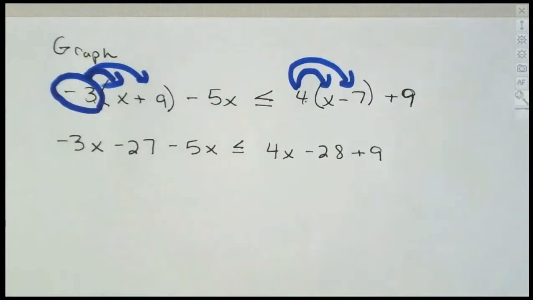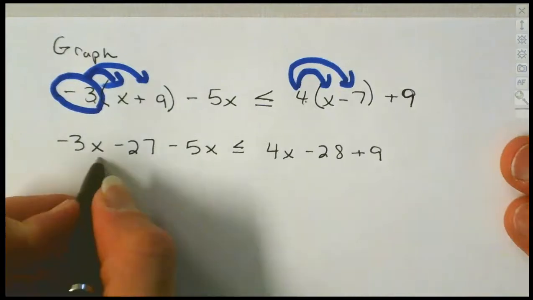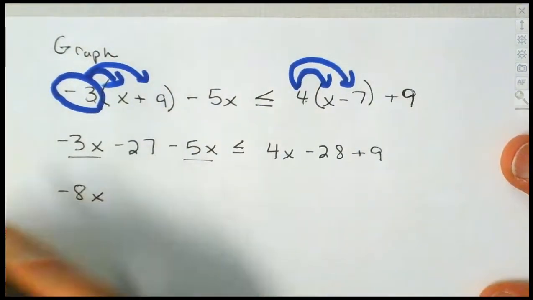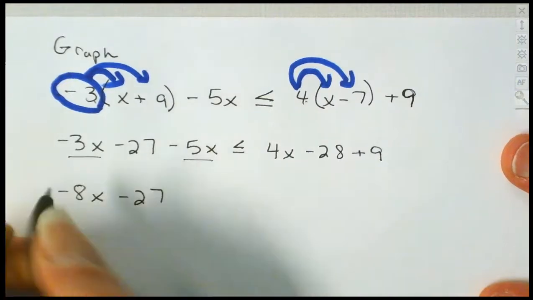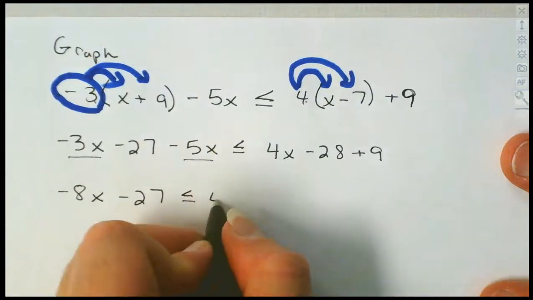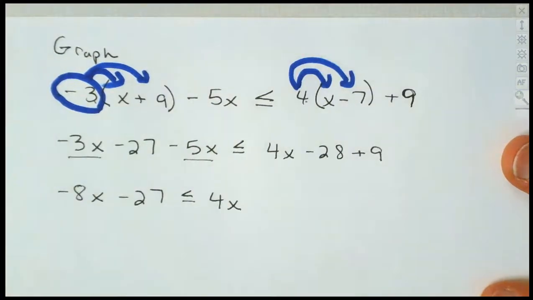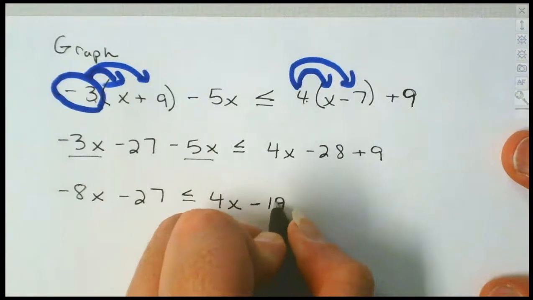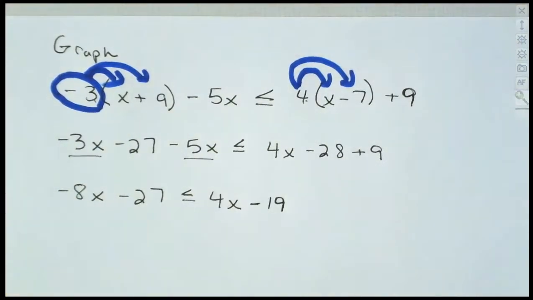Now we combine, and minus 3x and minus 5x makes a minus 8x, minus 27. On the right-hand side, we have a 4x. And we have a minus 28 plus 9. That should then make a minus 19, I believe. So we've got 28 minus 9. Yep, that makes it a minus 19.